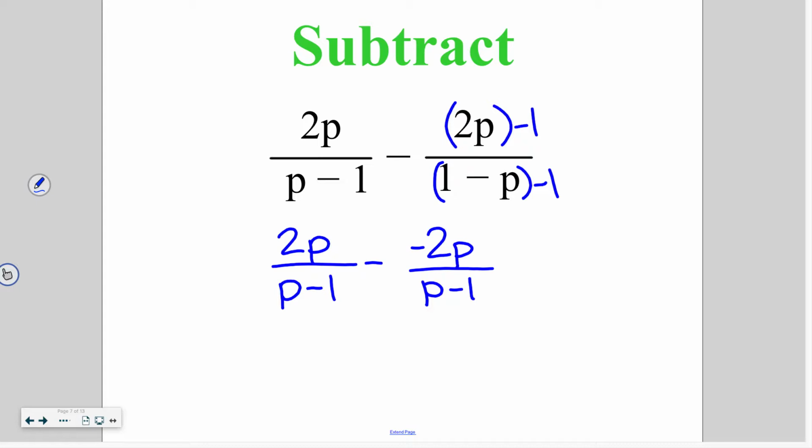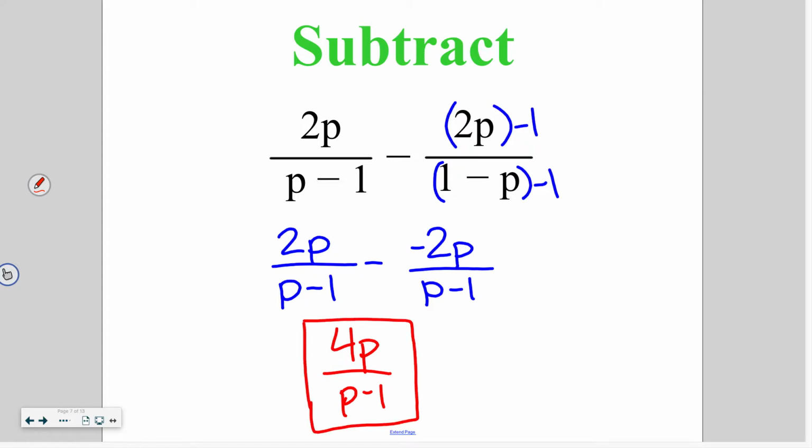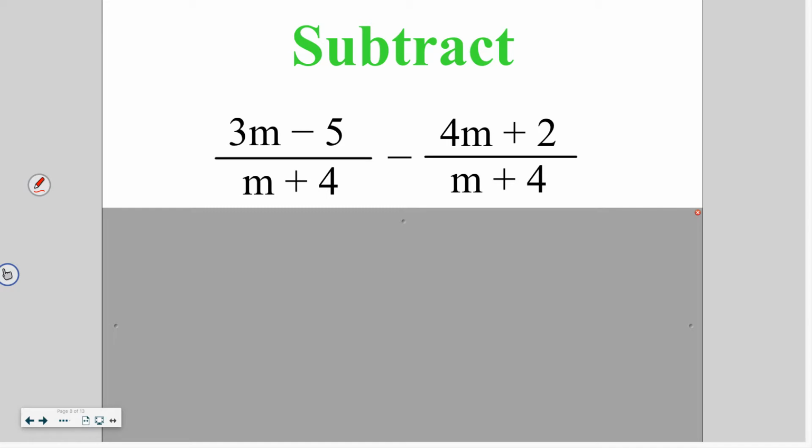So now that we have our matching denominator, we're going to go ahead and subtract the numerators. So I've got 2p minus negative 2p, minus a negative turns into a positive. So I end up with 4p over p minus 1. And there's nothing else to simplify there, so that is our final answer. Go ahead and try this one on your own.